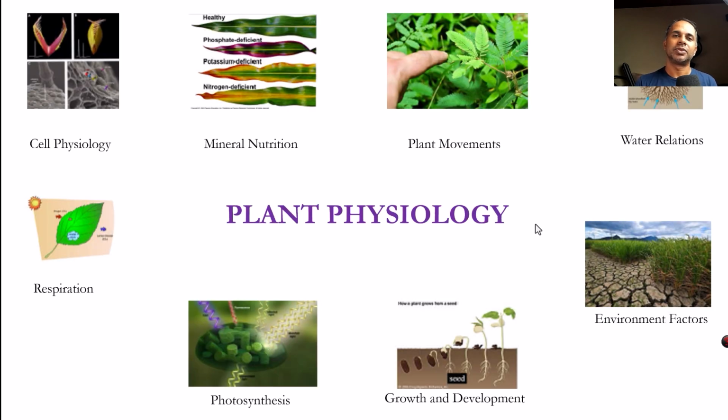And the different fields covered under plant physiology include mineral nutrition, plant movement, water relations, environmental factors, and also photosynthesis, plant growth and development, respiration, and not only the plant system level, but also the plant cell level, cell physiology. Those parts will be covered under plant physiology as well. So during this course, you're going to cover most of these aspects that are important for plant survival and plant growth and development. Okay.